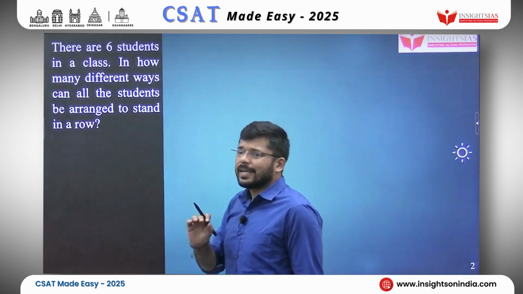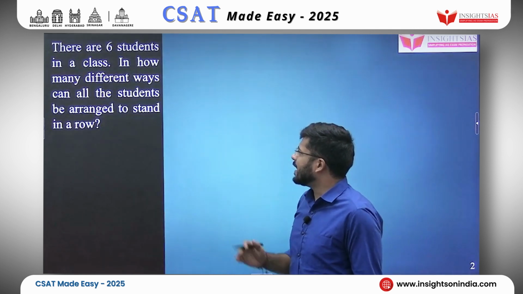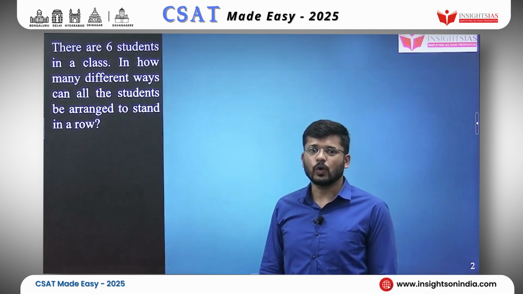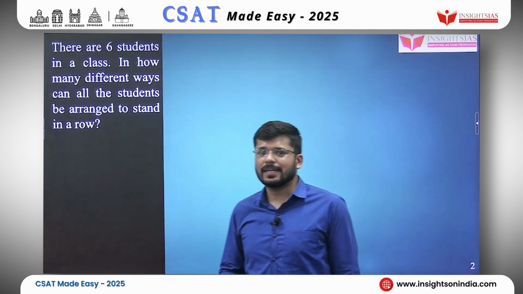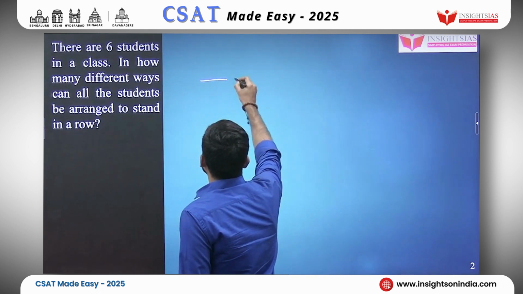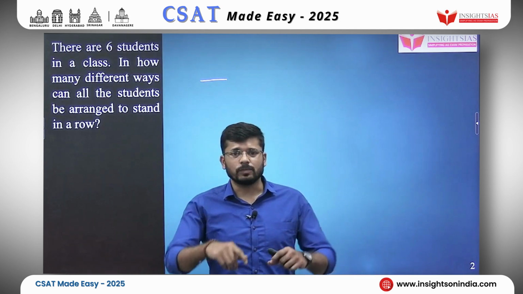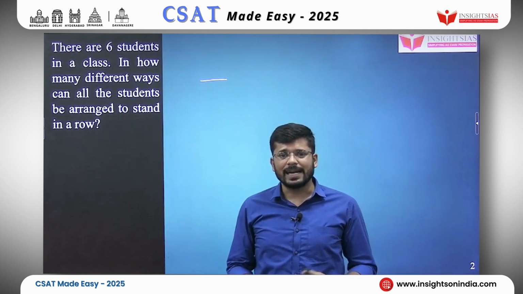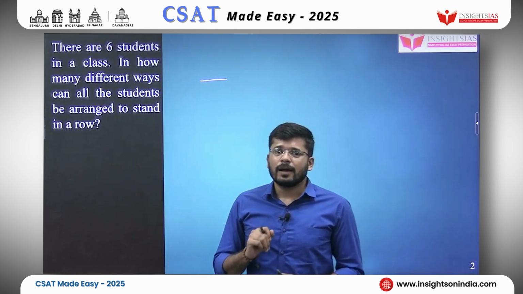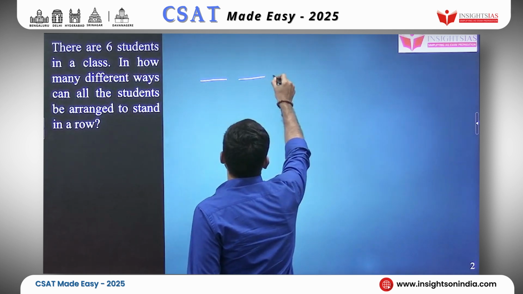There are 6 students in a class. In how many different ways can all the students be arranged to stand in a row? Okay, let's understand what the question is asking us. There are 6 students in a classroom and they are to be arranged to stand in a row. In how many different ways can we achieve it? How shall we make sense of this question? It is like this.